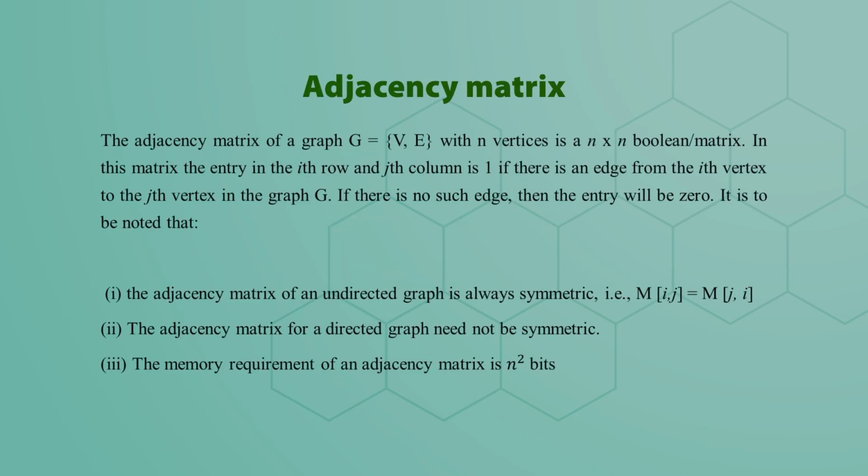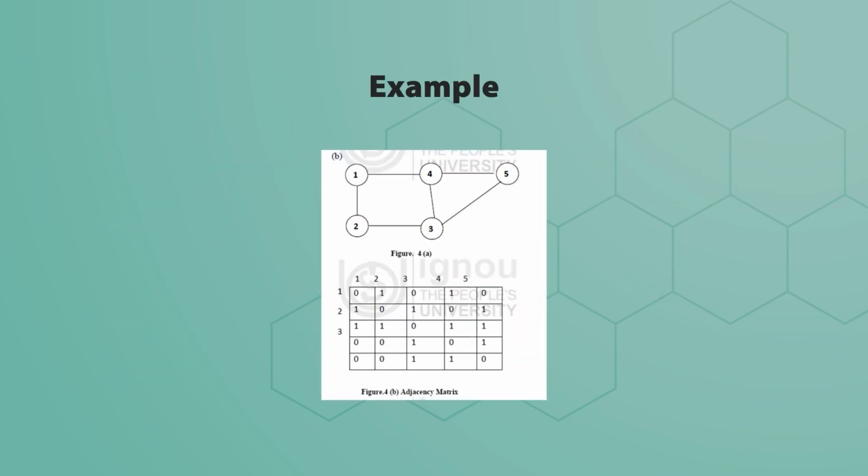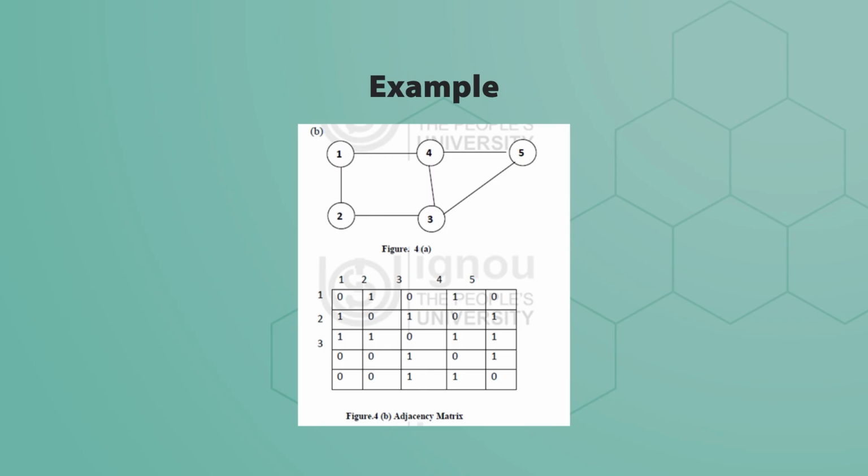The adjacency matrix of a graph G with n vertices will be an n by n matrix. In this matrix, the entry in the ith row and jth column is 1 if there is an edge from the ith vertex to the jth vertex in the graph G. If there is no such edge, then the entry will be marked as 0. It is very simple. So you can directly see the example here. Whenever there is an edge, you can write 1. Whenever there is not an edge, you can write 0.